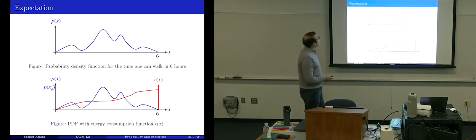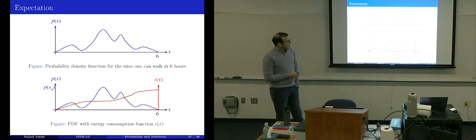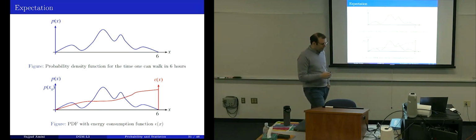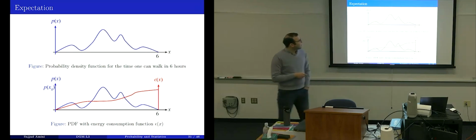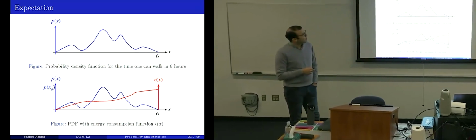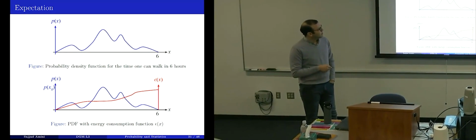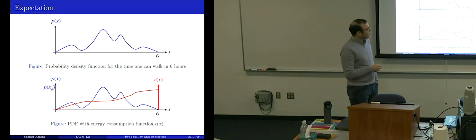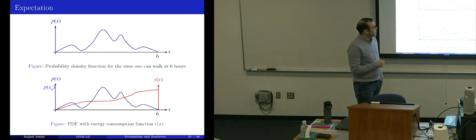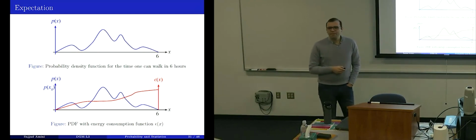Today, we want to continue our discussion about expectation, and we want to have the concept of expectation as the result of several experiments. So, assume again our previous example where you have a person and you want to see how many hours he can walk in 6 hours. This was our example about PDF. He can walk between 0 and a maximum of 6 hours.